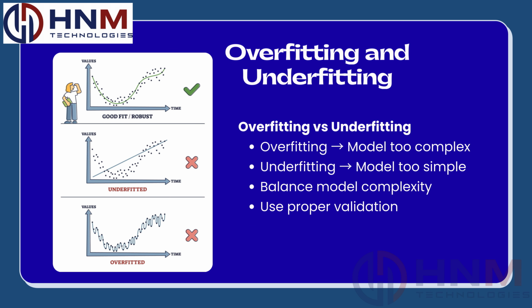Overfitting occurs when the model learns the training data too well, including noise. It performs well on training data, but poorly on new data. Underfitting occurs when the model is too simple and cannot capture patterns. The goal is to find a balance between bias and variance. Proper validation helps avoid these issues.